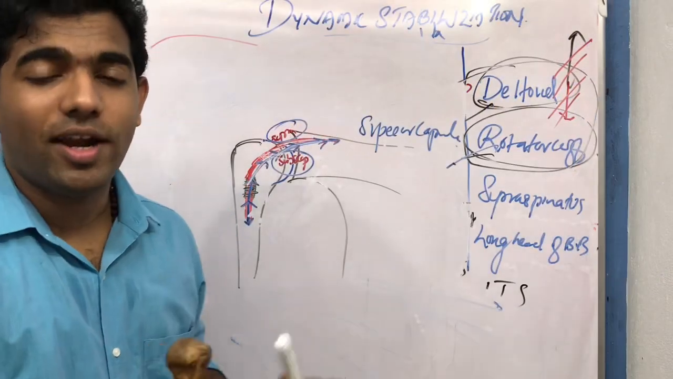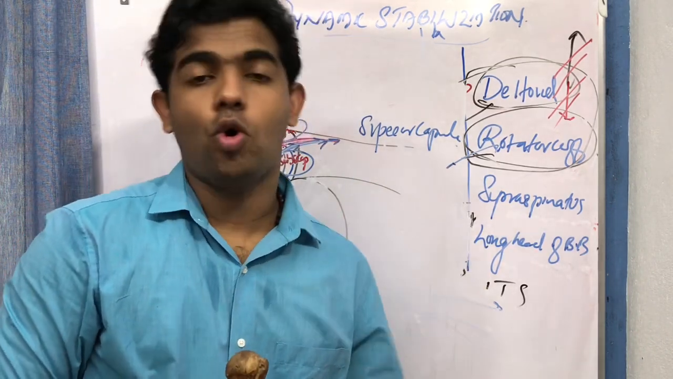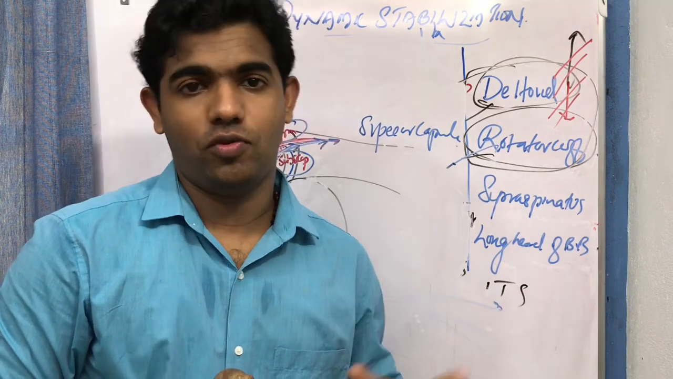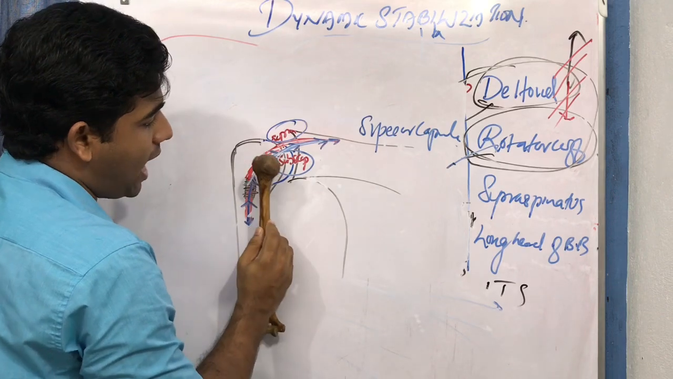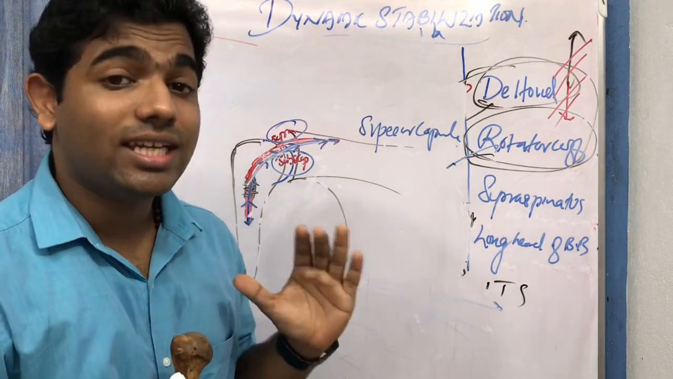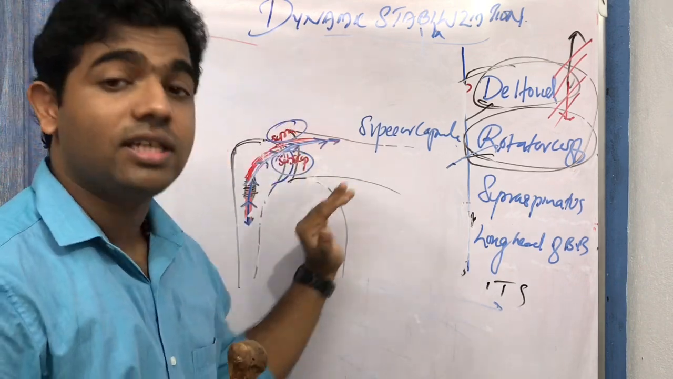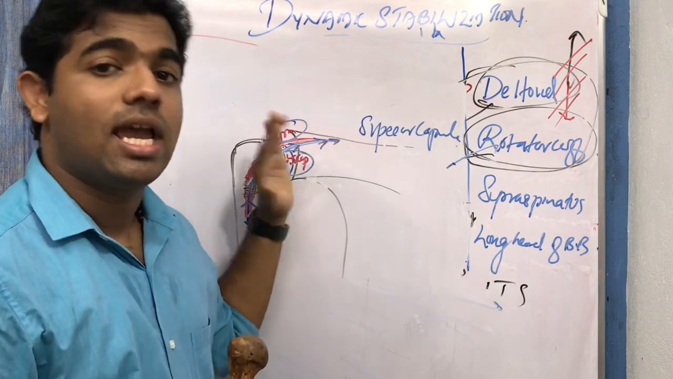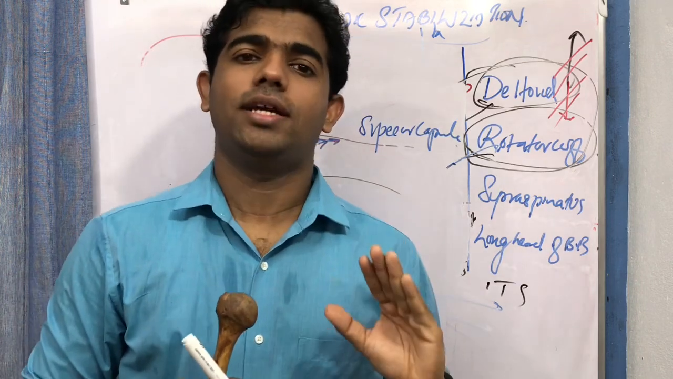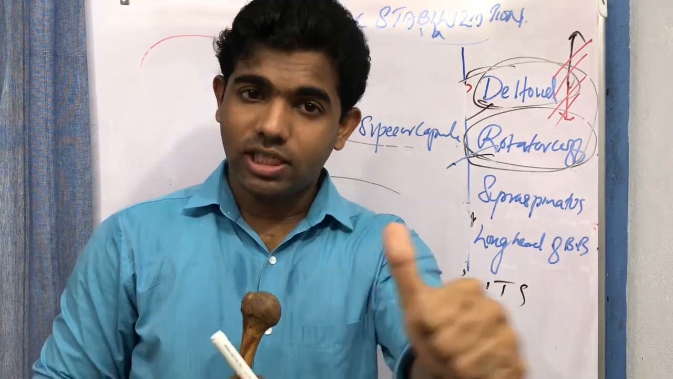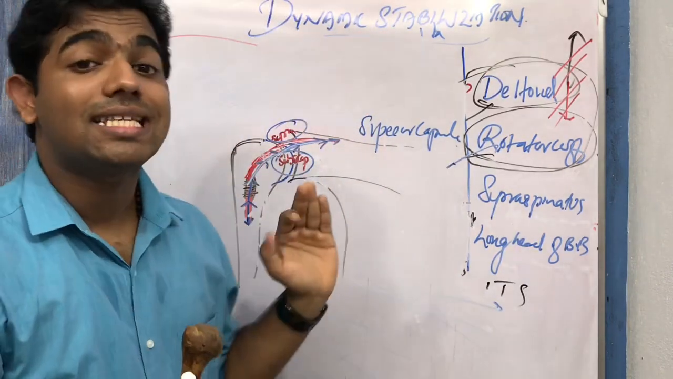Okay? So the long head of biceps brachii acts as a centering mechanism or a centering force of the humeral head into the glenoid fossa. As a result, it prevents unnecessary superior, inferior, anterior, posterior translation, that is, vertical translation and anterior, posterior translation. So that is the two significant roles played by the long head of biceps brachii: centering of the humeral head, and at the same time preventing unnecessary translation.